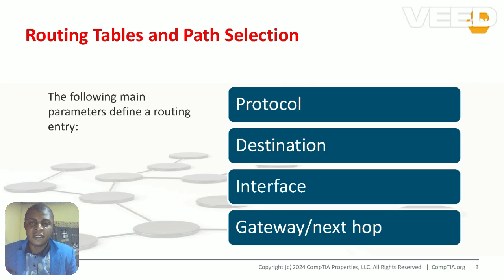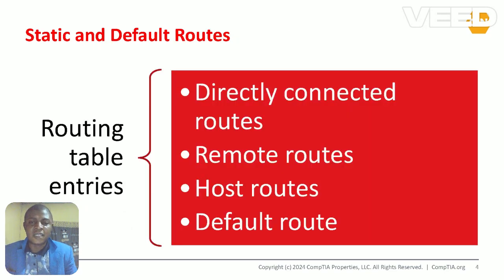Moving to the next slide, we'll be talking about static and default routes. Routing table entries involve the directly connected routes, the remote routes, the host route, and the default route. The table below will do justice to this, and you will get what I'm trying to explain with this routing table.